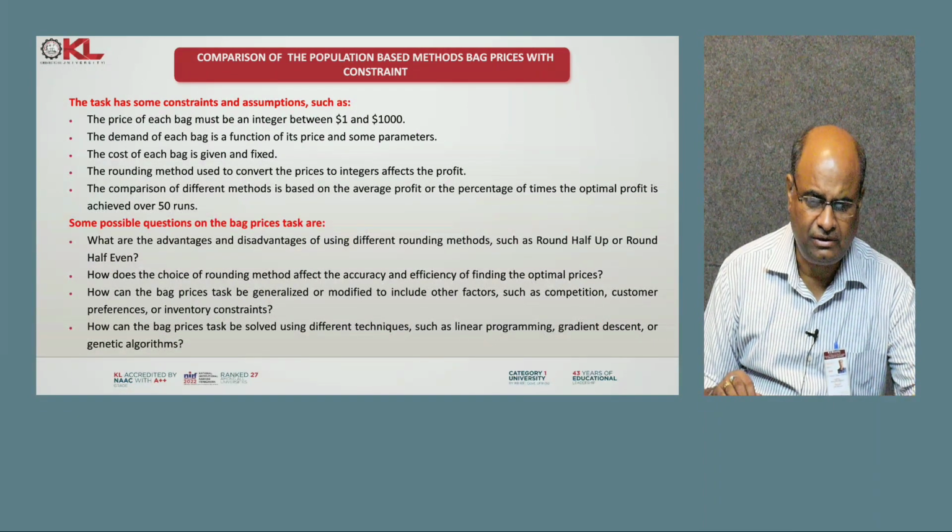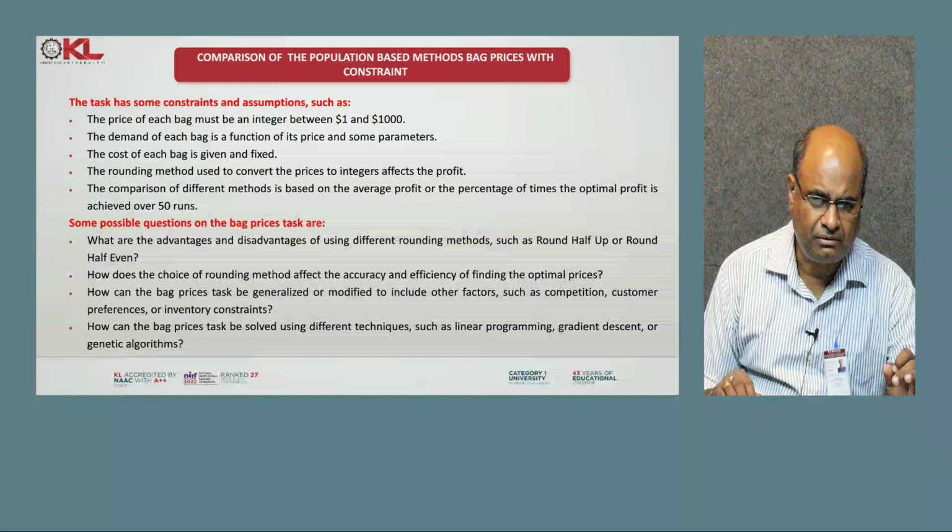So if you convert to a high or low value, or minimum value or maximum value, that will also affect the profit. The comparison of different methods is based on the average profit, for the percentage of times the optimal profit is achieved over 50 runs. Then what are the questions?